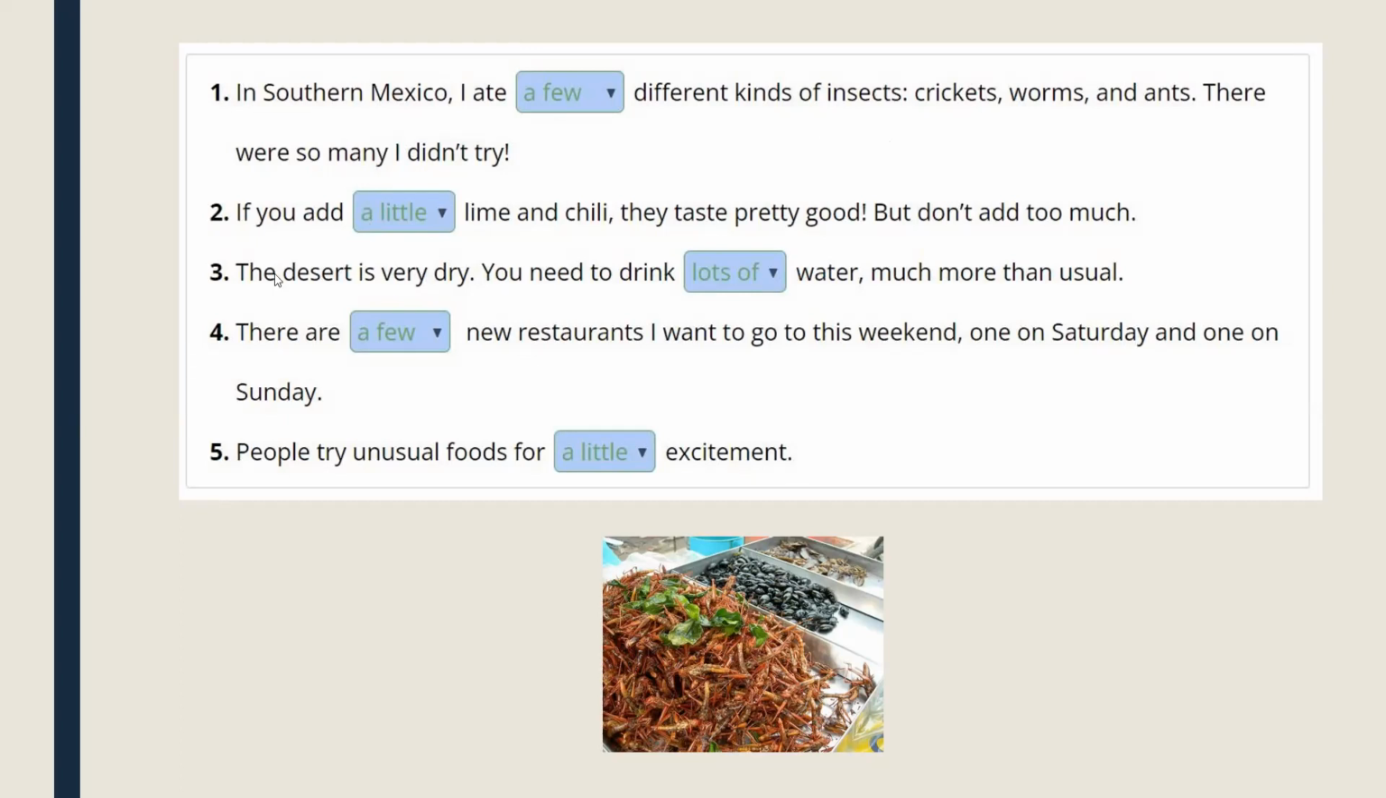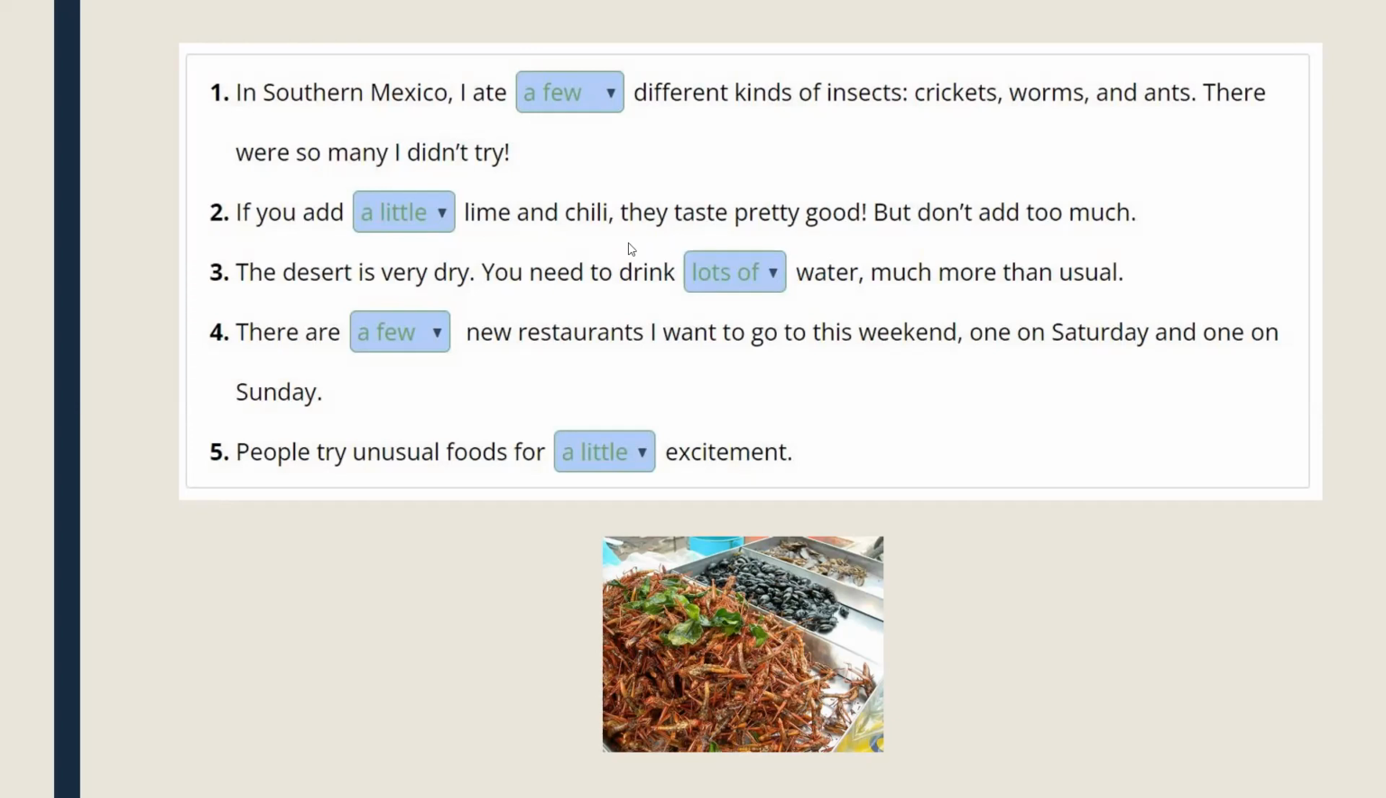Teacher, the first sentence, can I put some, unless a few? Yes, of course. I ate some different kinds of insects. Yes, of course. Totally. Okay. If you add a little lime and chili, they taste pretty good, but don't add too much. Here, they are using a few and a little because they want to say a small amount.